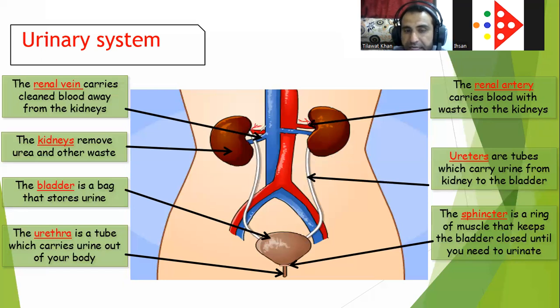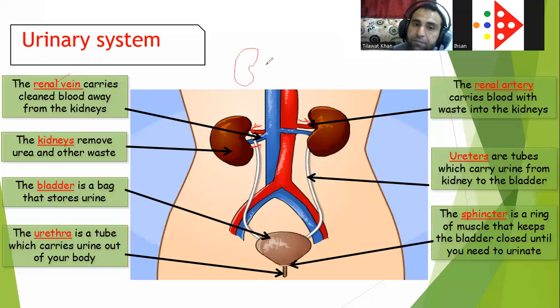This blood vessel is carrying blood to the kidney. That blood contains waste material, but that blood is oxygenated, so it gives oxygen to the kidney. While waste material from that blood will be filtered in your kidney. And once that waste material is filtered, the clean blood will come out from your kidney by what? By the renal vein.